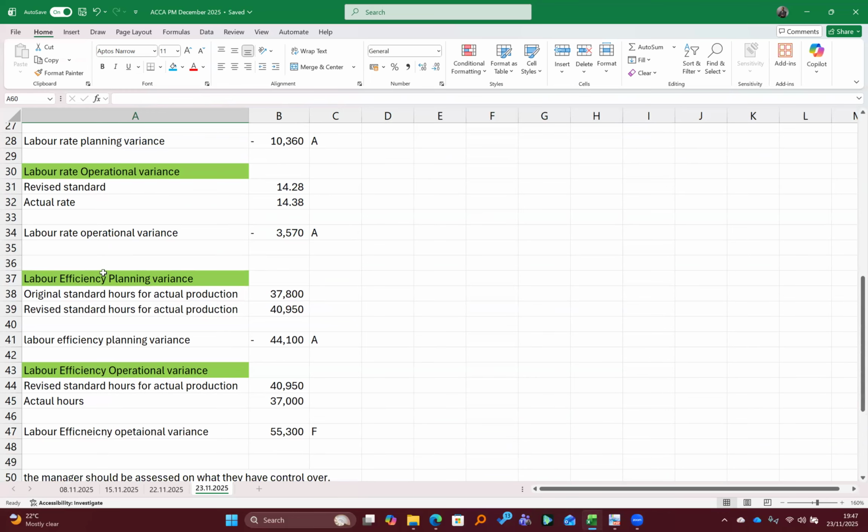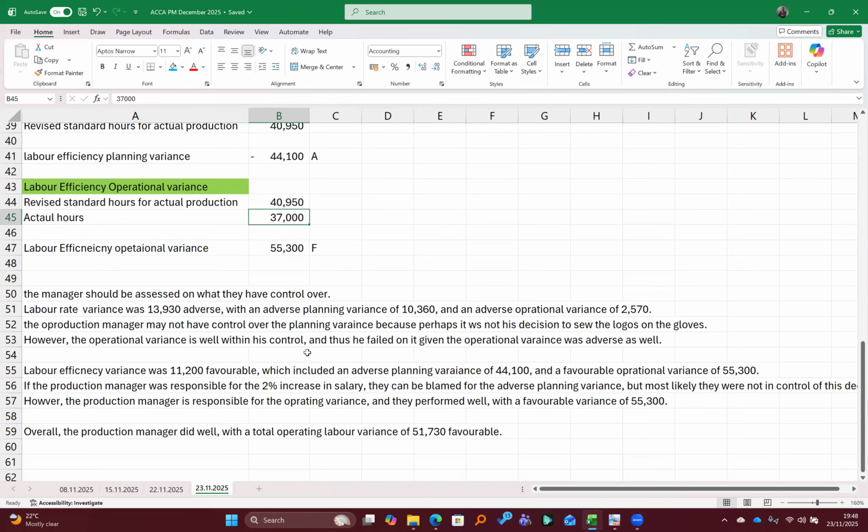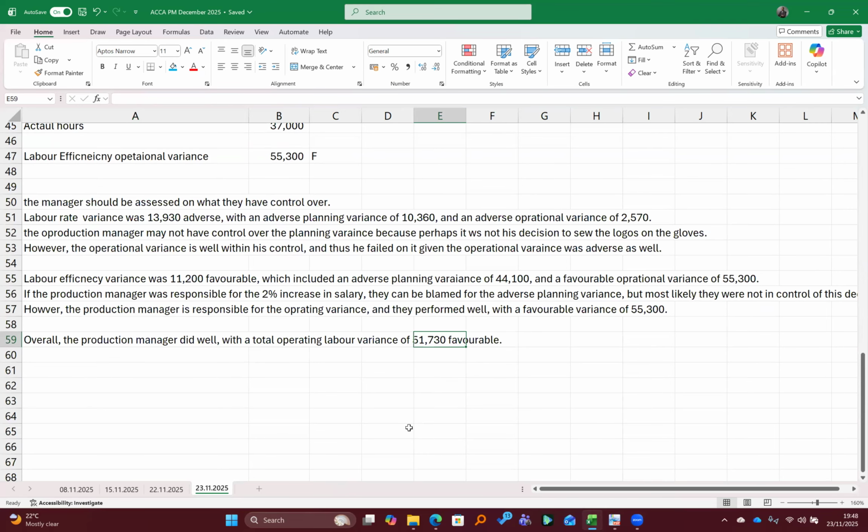Because what could have happened is that the rate was increased, but given that the rate was increased, people worked better, and that's why we used less hours. And that could be something that the production manager is responsible for. So this is actually how you can appraise him on that. So that is how you would calculate this question.